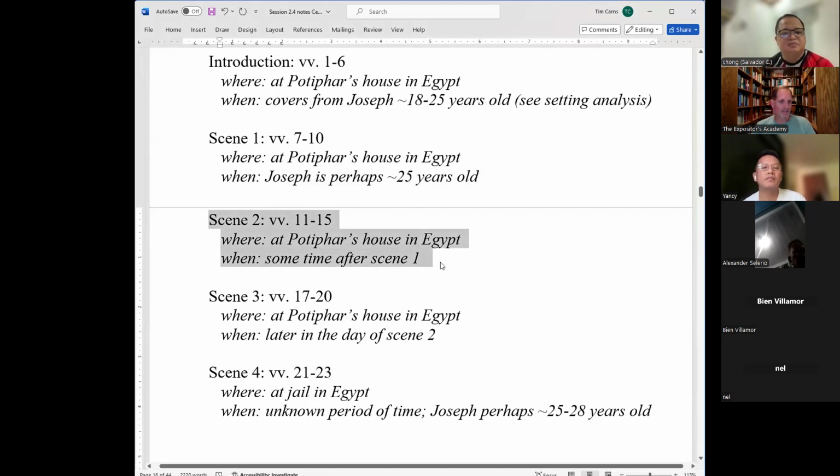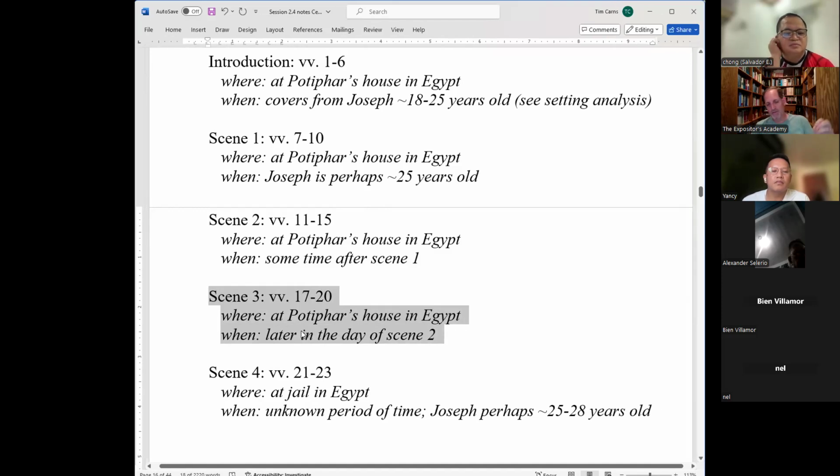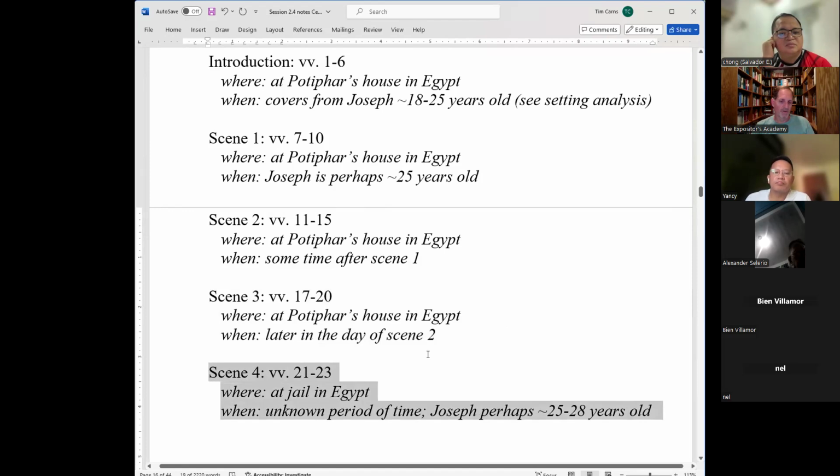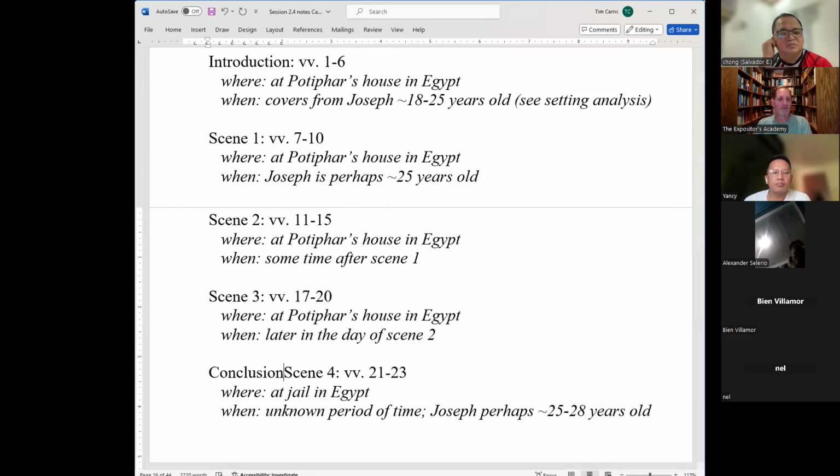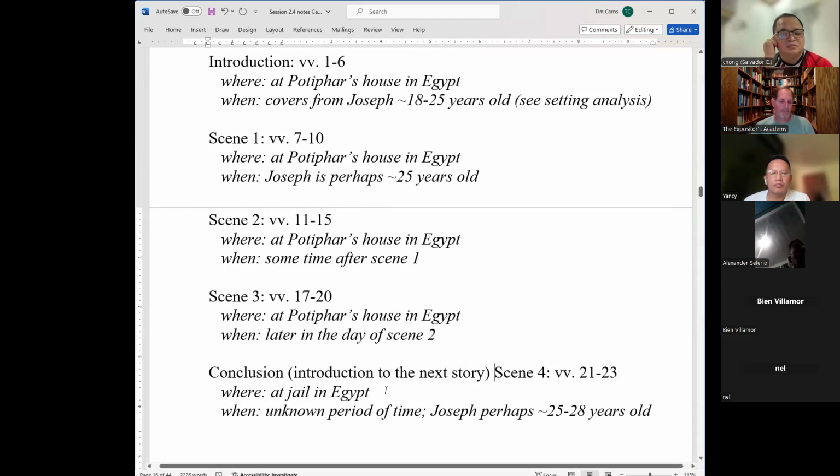Verses 11 to 15 are sometime after scene 1. And then verses 16 to 20 are later in the day of scene 2, because now Potiphar comes home. And then scene 4 really is at the jail in Egypt and seems to cover a wider period of time. So scene 4 we could almost call a conclusion or even an introduction to the next story in some ways. All right, so this is how I would break this particular account down.